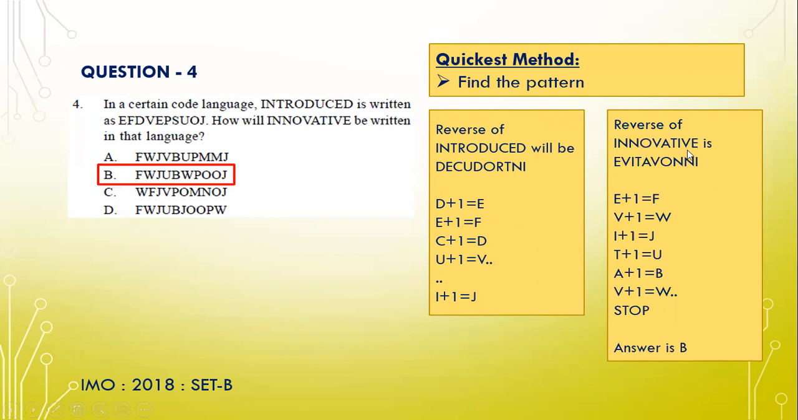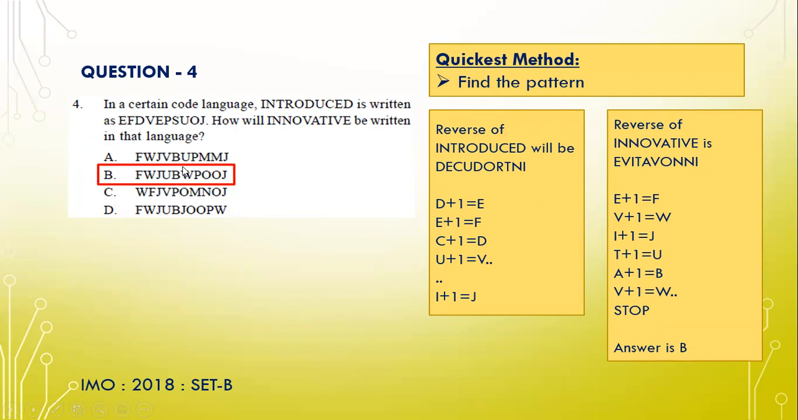Similarly, reverse innovative. Reverse of innovative will be E, V, I, T, A, V, O, N, N, I. And then add 1 to each. E plus 1 is F. V plus 1 is W. I plus 1 is J. T plus 1 is U. A plus 1 is B. V plus 1 is W. And then stop. F, W, J, U.